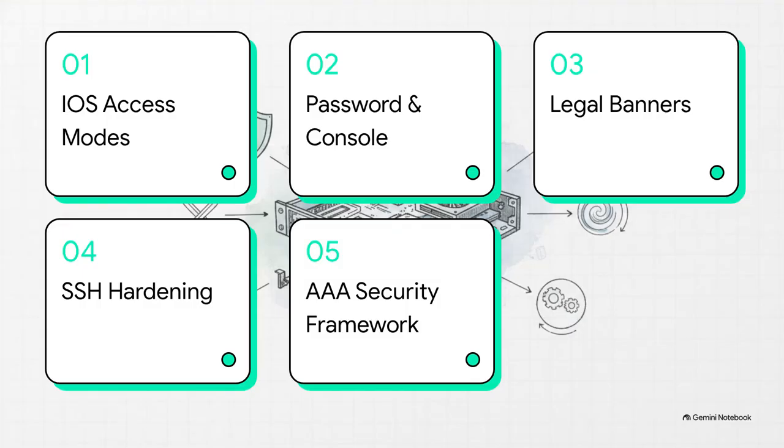So here's our game plan for this day one journey. We're going to build security layer by layer. We'll start with understanding IOS access modes, move right into passwords and console security, set up our legal protection through banners, jump over to SSH hardening from scratch, and finally graduate to the AAA security framework.